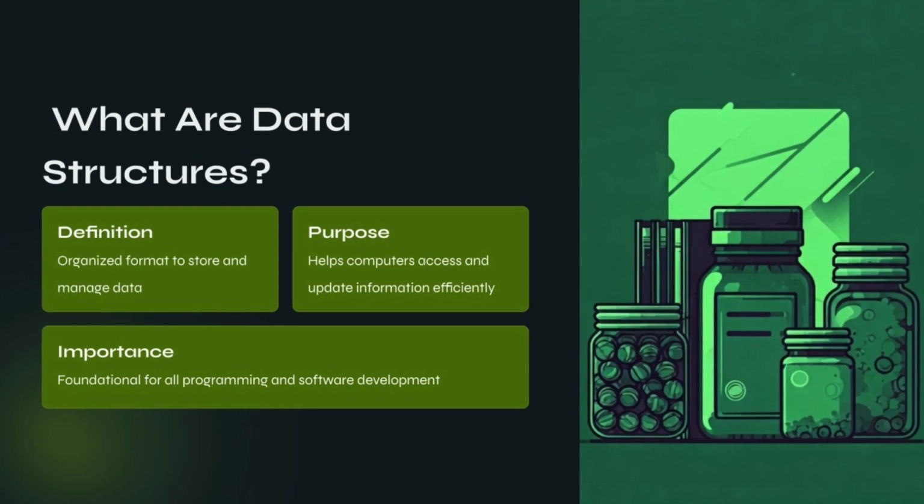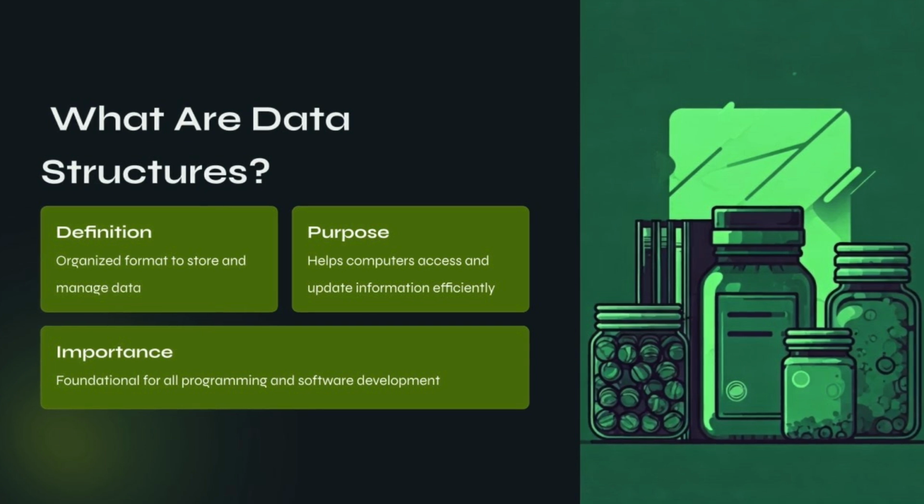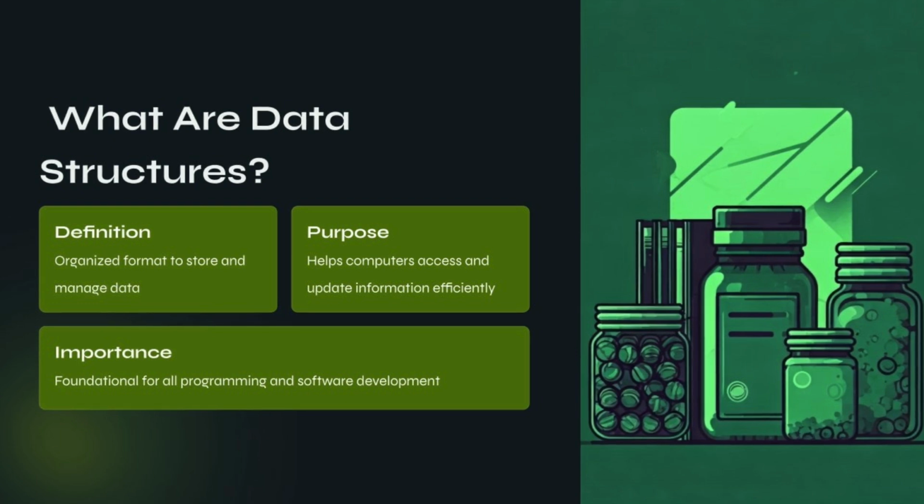Let's break it down. First, the definition. A data structure is simply an organized format to store and manage data. That's it. Imagine you have a box of Legos. A data structure is like the container that holds them and tells you how they are arranged by color, size, or shape. Now, why do we care about organizing data this way?